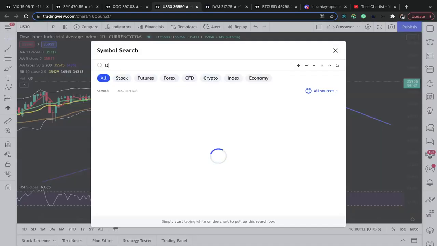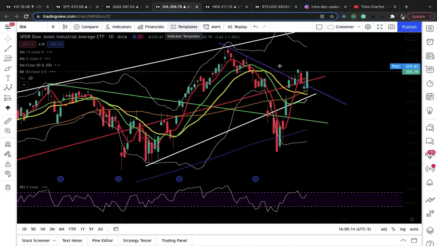Not US 30. Want to cover DIA, Dow Jones. Here it is. We had the breakout a few days ago, December 10th. Then it broke back below, and now today it broke back above. So market makers are messing with our feelings.